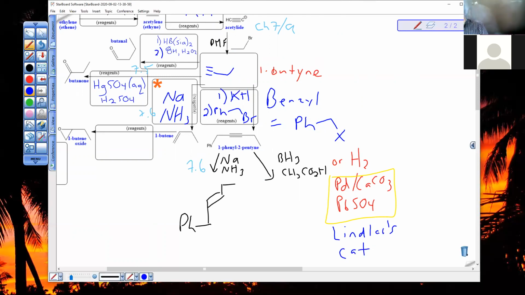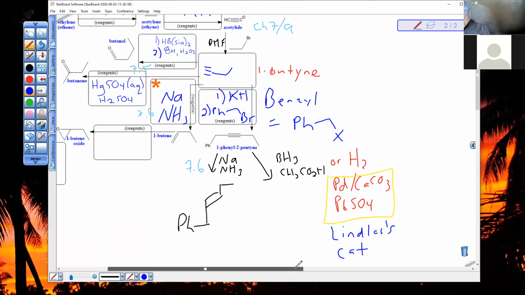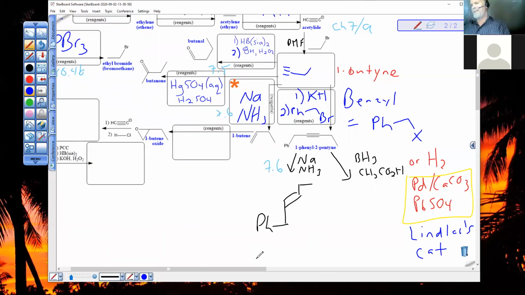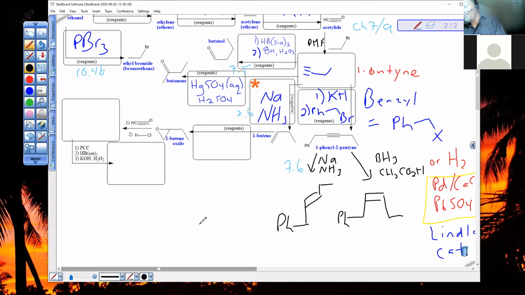Lindlar's cat, not to be confused with Schrodinger's cat. And this one gives cis alkenes, which would be right here. Ethyl down, benzyl down. All useful reactions. All will be used again in chem 242. Okay. Also, 7.6. 7.6 down here. So I have that already, but I don't have it over here.